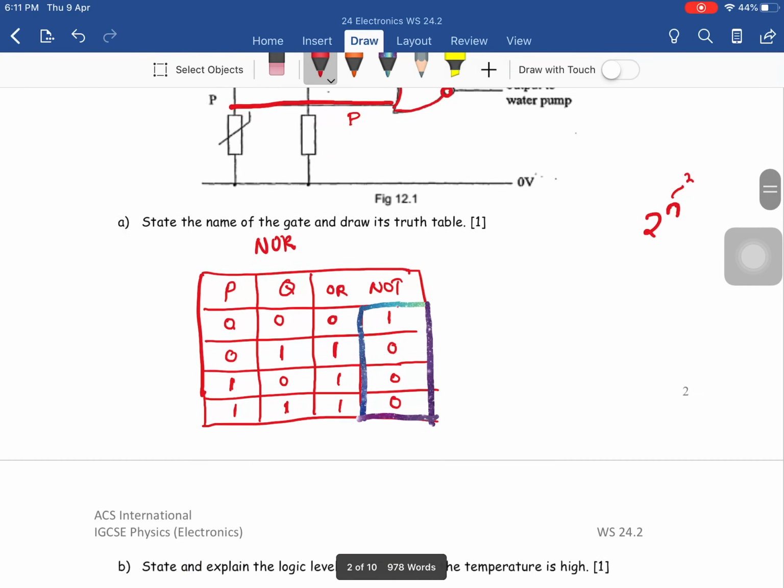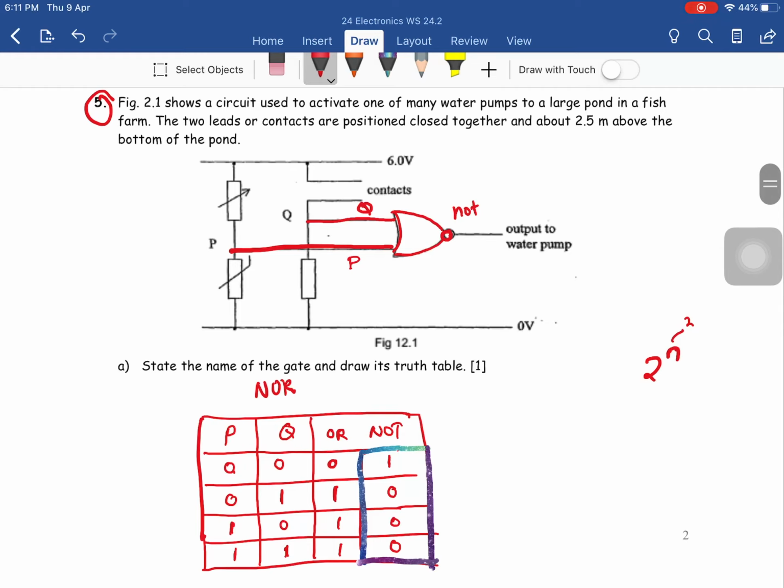Now P, we're talking about P. So when the temperature is high, what am I concerned about? I'm concerned about this thing here. What is this device here called? What is this component here called? It's called a thermistor. So when temperature of the thermistor is high, you know that resistance of the thermistor will decrease. When resistance of the thermistor decreases, the potential difference across the thermistor will also decrease. Now take a look. Over here is 6 volts, right? How do I know 6 volts? Because it's connected to this 6 volts side. And on this side here, this is going to be 0 volts.